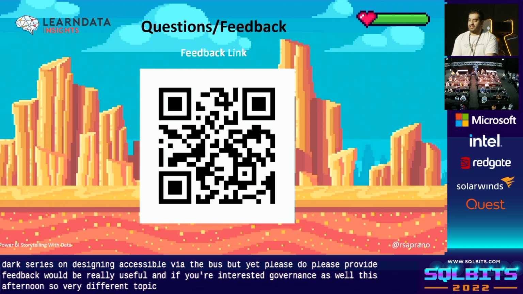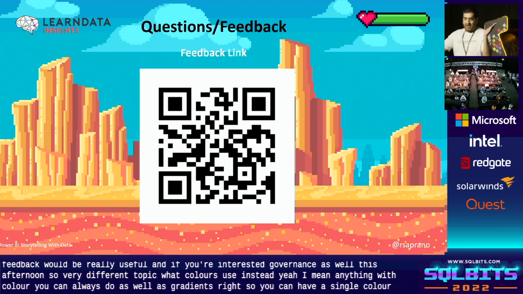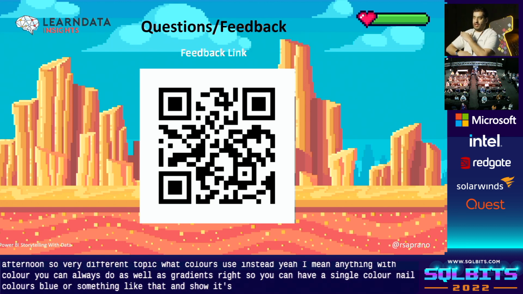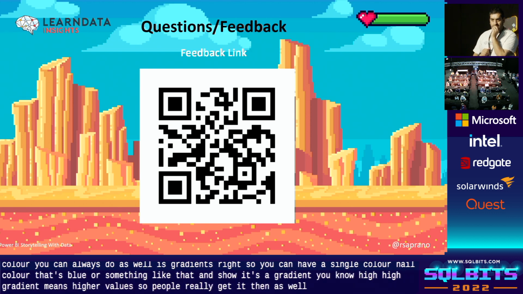What colours do you use instead? Reds and greens, browns and greens, reds, blue and purple, the whole range. Oh, okay. The other thing with colour you can always do as well is gradients, right? So you can have a single colour, a corporate colour, and that's blue or something like that, and show it as a gradient. High gradient means higher values, so people really get it then as well. Colours is a really interesting one there, actually.